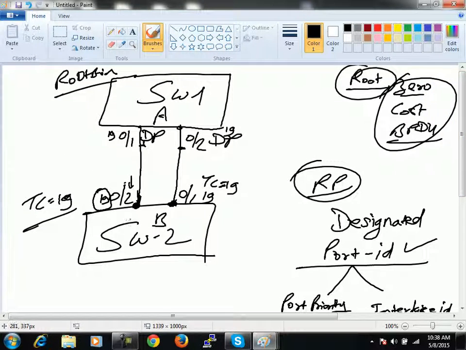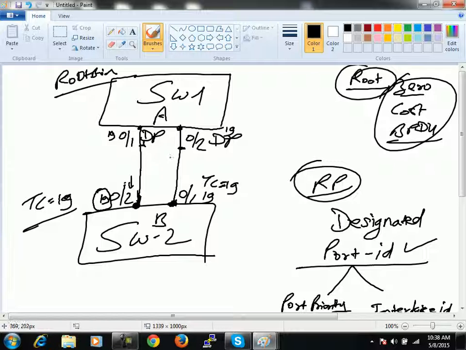So switch 2 will compare the designated port priority and port interface ID. Designated, because in the received BPDU it has also received the designated port ID, meaning the port priority of switch 1's 0/1 and 0/2, as well as their interface IDs, in the BPDUs received on its 0/2 and 0/1. So you will not compare switch 2's port ID, you will compare switch 1's port ID, because you are talking about the designated port ID. Who is the designated switch for switch 2? Switch 1. That is why switch 1's port ID will be compared.